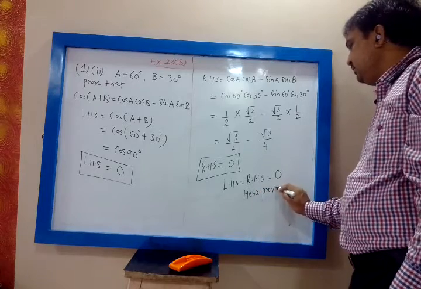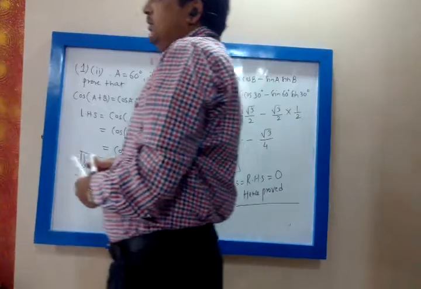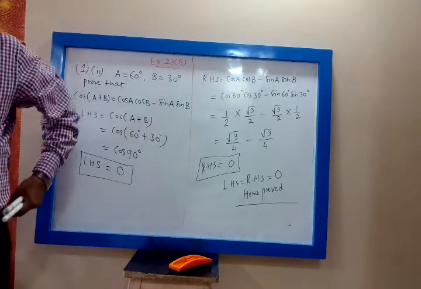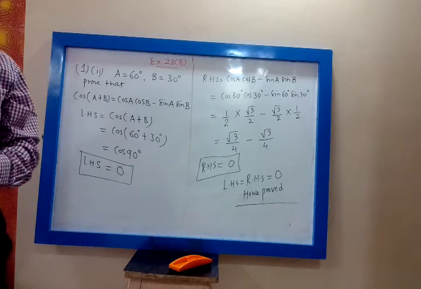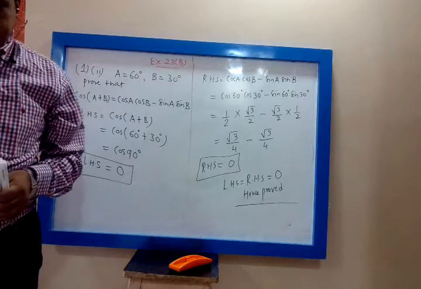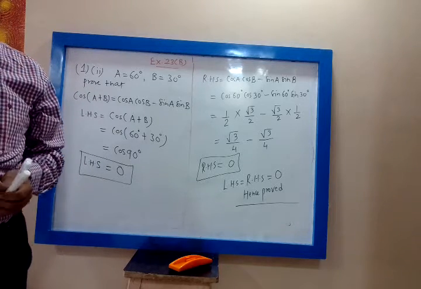Okay. So just substitute the values and simplify the left hand side and right hand side and show that the left hand side and right hand side value is 0. Chalo, let me do the fourth one. Tan(A minus B) is tan A minus tan B upon 1 plus tan A tan B. Same question. The fourth one you can do easily.